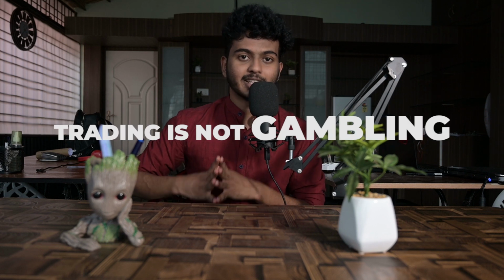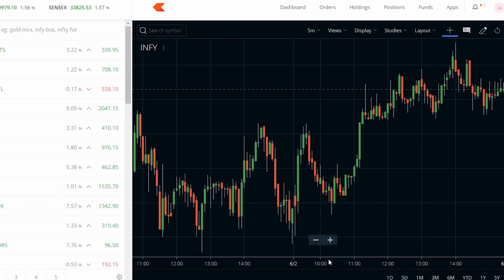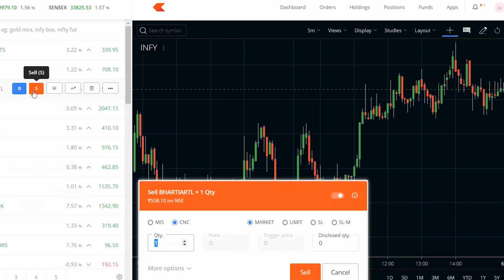Before we understand what these things really are, I want you to have a clear understanding that trading is not gambling. Gambling means it's a 50-50 probability or even lesser to get a successful outcome. Trading is not gambling. Trading is all about finding high probability setups in which you can use different tools like, as I said before, fundamental analysis and technical analysis.